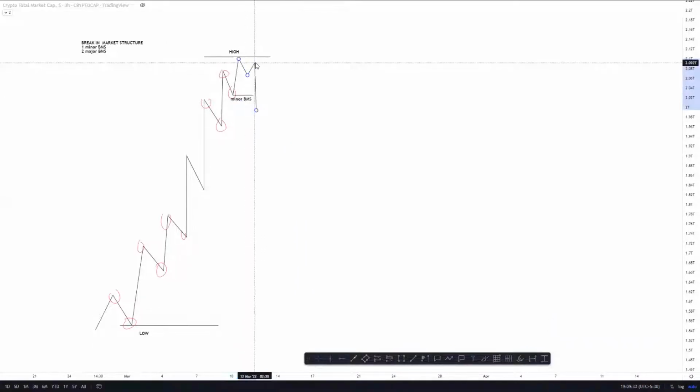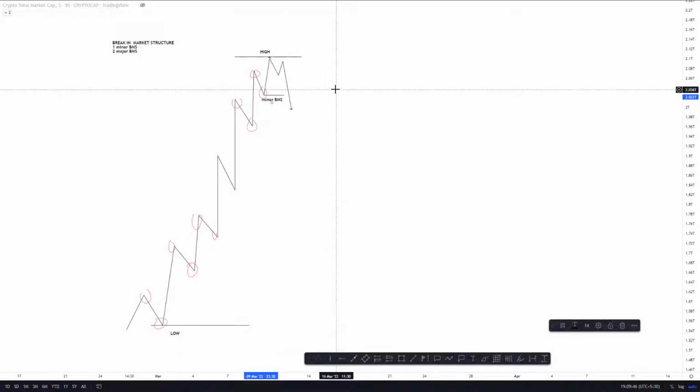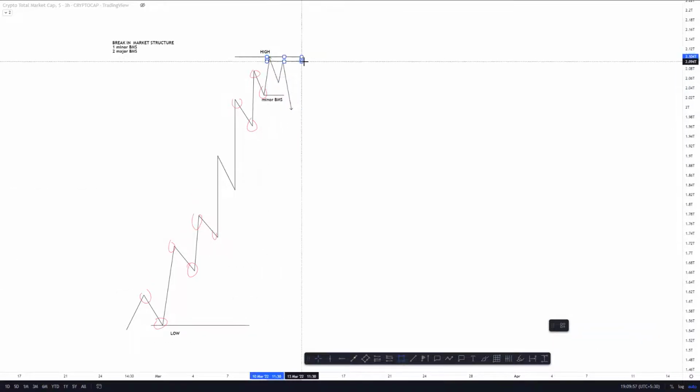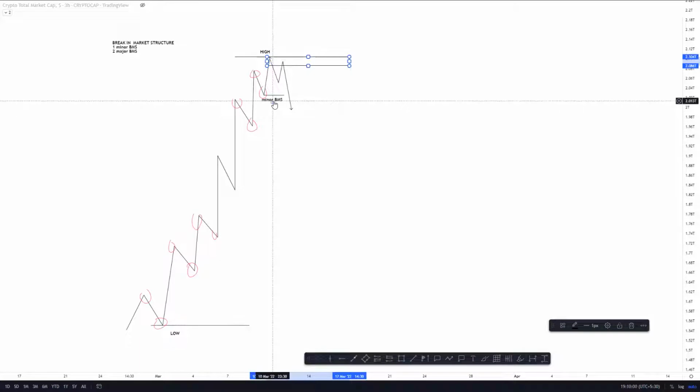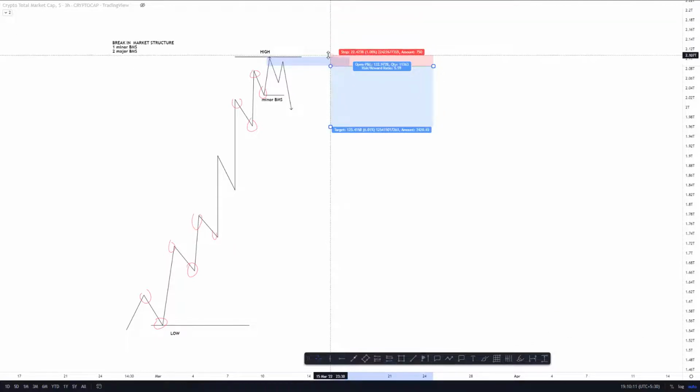What minor BMS tells us is that the market is about to change the trend. We were in a bullish trend here, and after creating minor BMS, the market is reversing towards the bearish side. So here I will look for my point of interest. After creating minor BMS, I will mark this as a point of interest and look for sells around here. This is what I do.